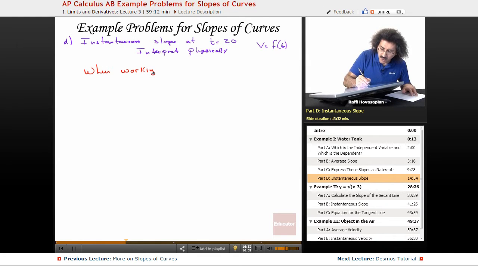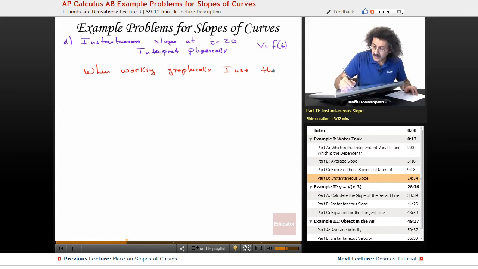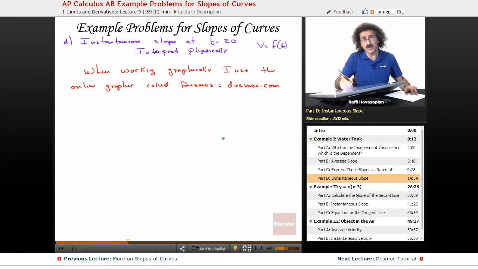So before I continue with this problem, let me introduce this piece of software. When working graphically, I use the online grapher called Desmos. Many of you have probably heard of it. If not, not a problem. It's at desmos.com. It's absolutely fantastic and so easy to use. Literally, it'll take you like 3 seconds to learn how to use it.